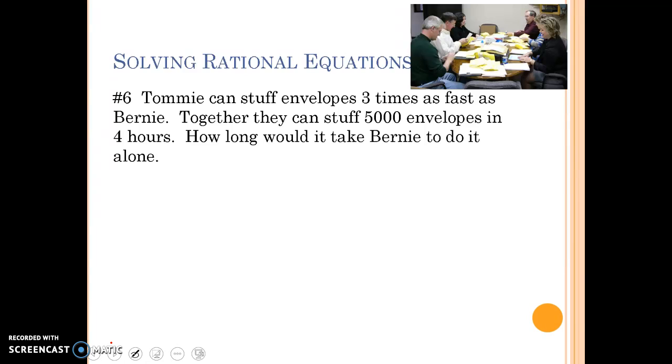And again, we're still using the same concept where the rate is the distance divided by the time, although in this particular example, we're not talking about a distance, we're talking about the number of envelopes in a certain period of time. And so it's going to look something like this. We're going to have the rate of Tommy plus the rate of Bernie would be the rate of them doing it together. And so together it says they can stuff 5,000 envelopes in 4 hours.